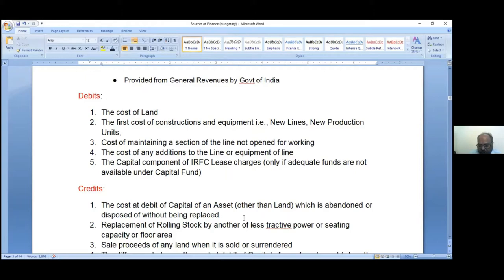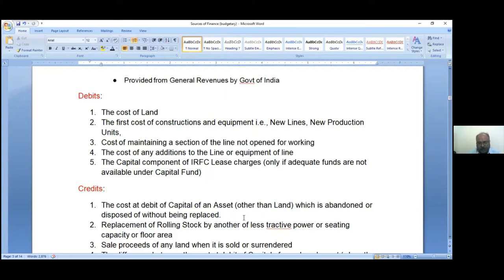First we'll check any balance in the capital fund. If the balance is not sufficient in the capital fund to meet the capital component of this IRFC lease charge, then it will be debited to this capital. That is the last option. First, we'll check the capital fund.